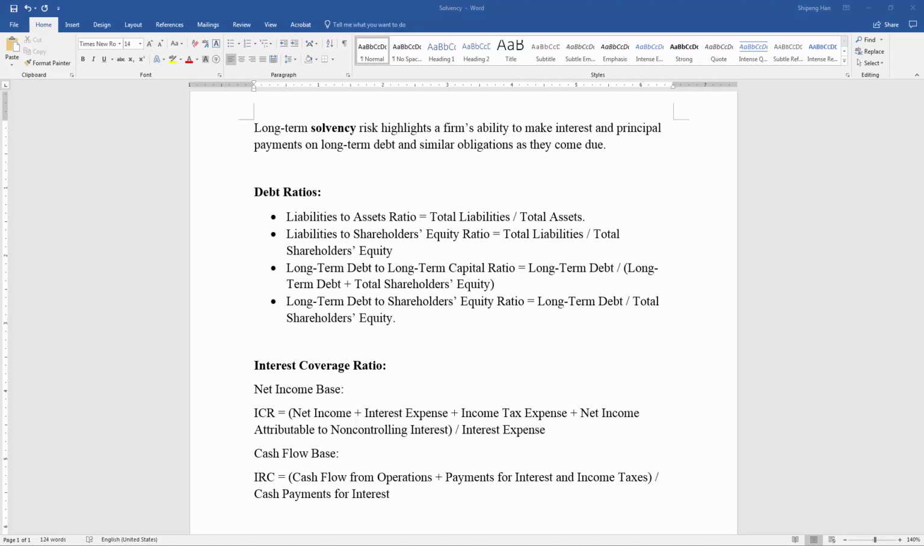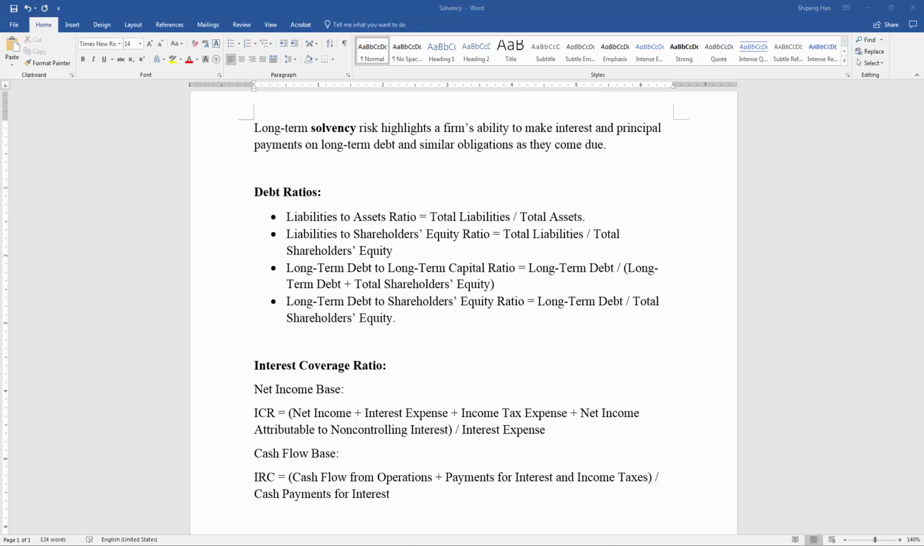Because solvency risk highlights long-term debt, solvency risk is not as urgent as liquidity risk. If the company has a liquidity problem, the liquidity problem will kill the company. For solvency risk, the company still has time.